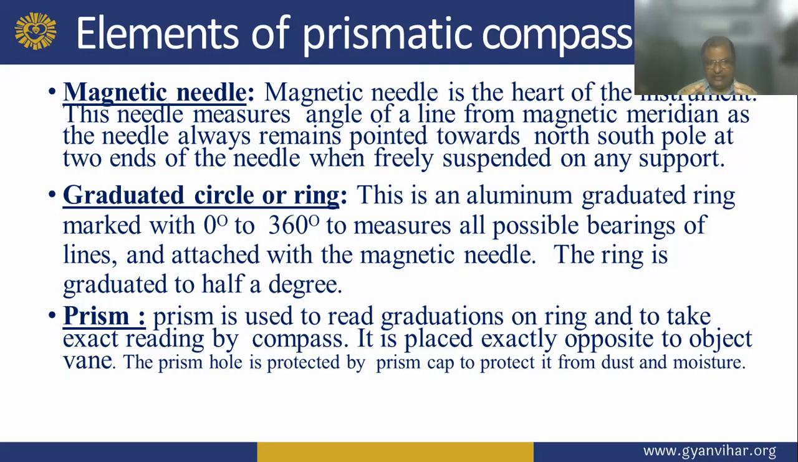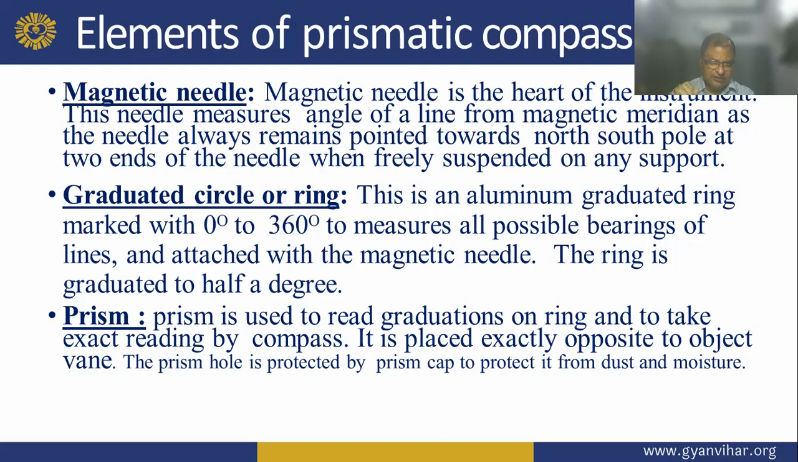Next is the graduated circle or ring. This is an aluminum graduated ring marked from 0 to 360 to measure all possible bearings of a line and attached to the magnetic needle. The ring is graduated to half a degree.